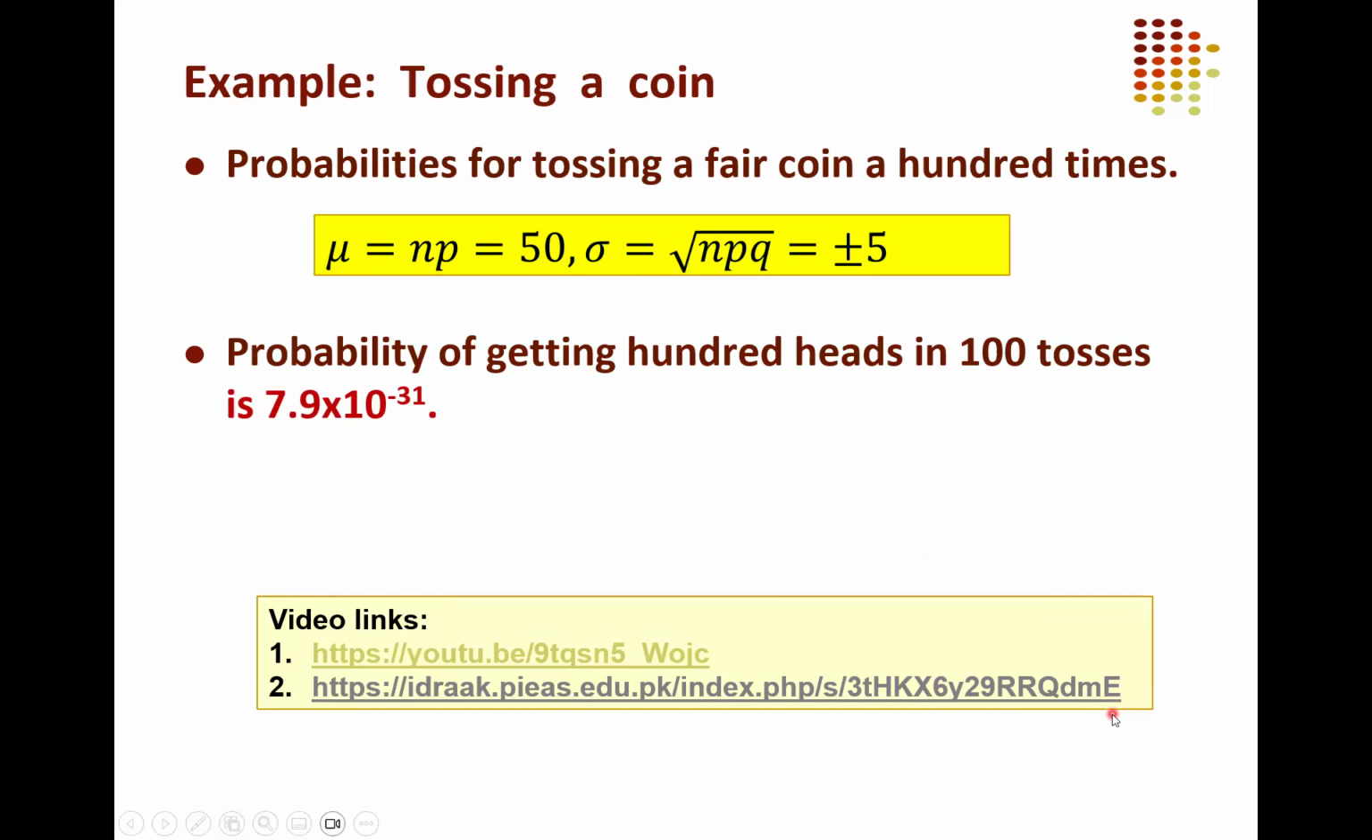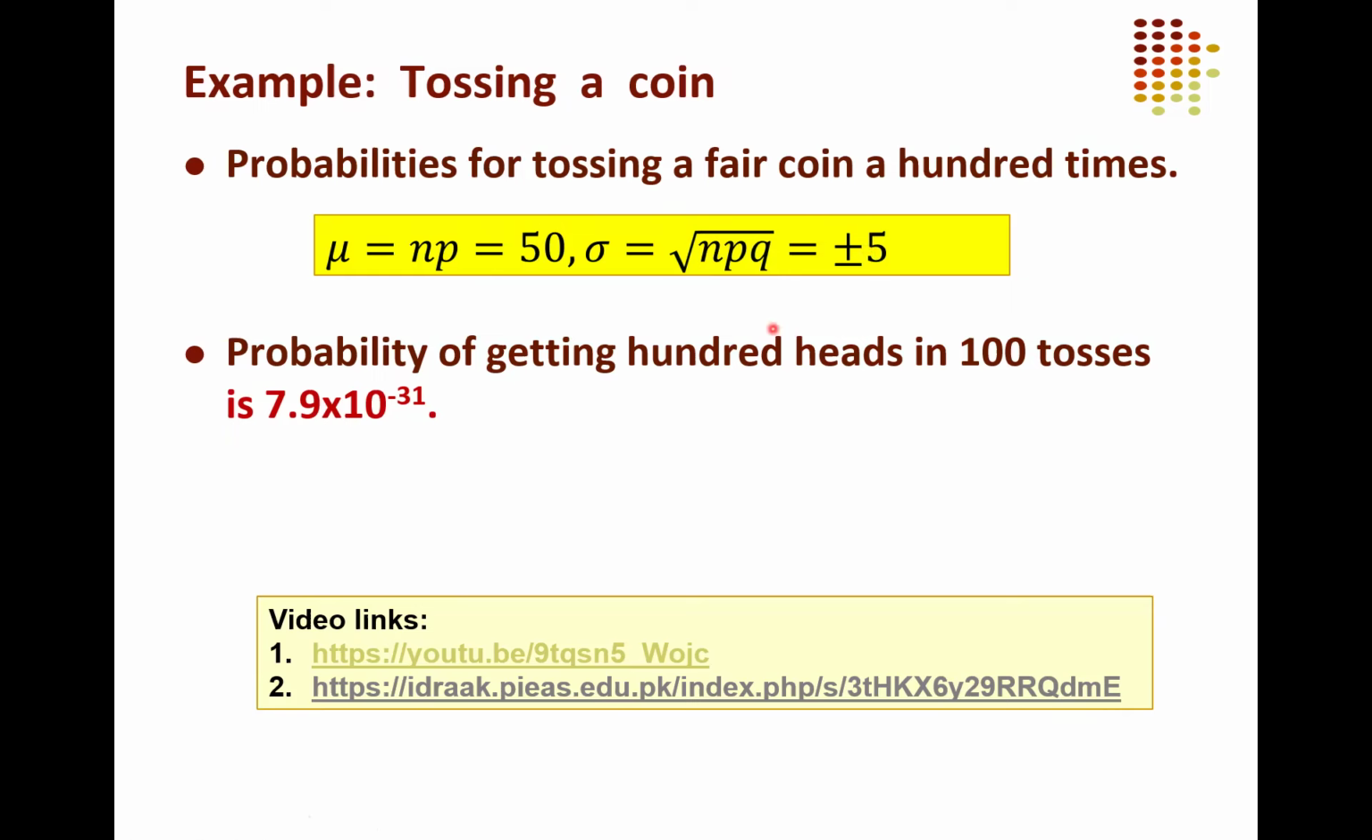Let's start with the simplest experiment, in which we have the simplest instrument, which is the coin. Let's consider the problem of tossing a fair coin 100 times. In this case, we have the mu value equal to np, since it's a binomial process. So 50 is the mu value, and the sigma value is the square root of npq, which is plus minus 5.